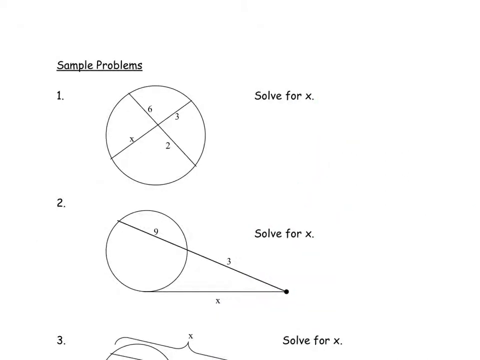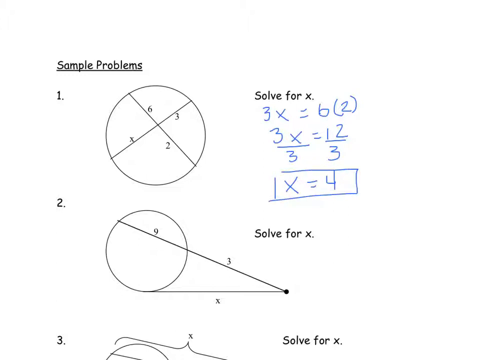Okay, now let's try some sample problems involving these new theorems. The first sample problem uses our chord-chord power theorem. It says that if we take part times part, it equals part times part. So on this problem, we're going to say 3 times x equals 6 times 2. 6 times 2 is 12, and then to solve for x, we can just divide by 3, so we would get that x equals 4. Not too tricky.